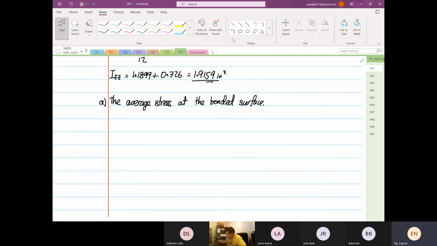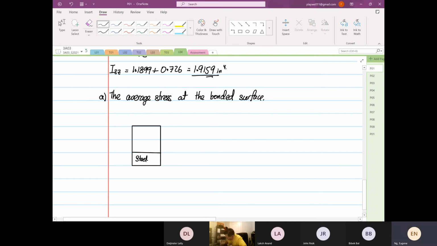Okay, so if we were to construct our structure, this is our structure. So we have our steel, we have our aluminum, and we know that the centroid from the bottom is 1.133. Okay, so I'm going to sketch out our centroid. So this is our centroid, and the distance from here to here is 1.133 inches. Okay, so they asked us to find what is the shearing stress on the bonded surface.